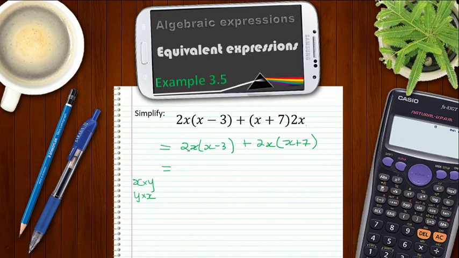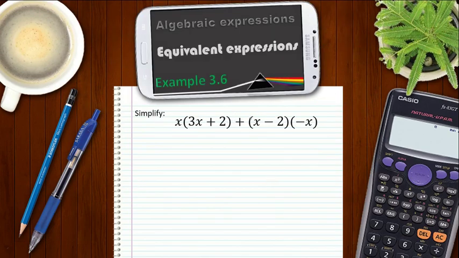Okay, so this then becomes 2x squared minus 6x plus 2x squared plus 14x. Okay, here are my like terms. So this is 4x squared minus 6 plus 14. It's easier to say plus 14 minus 6. And that is equal to 8x plus 8x.